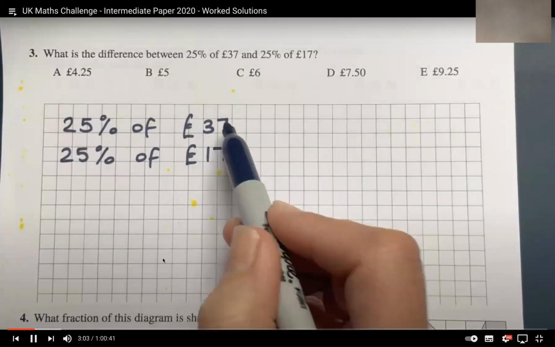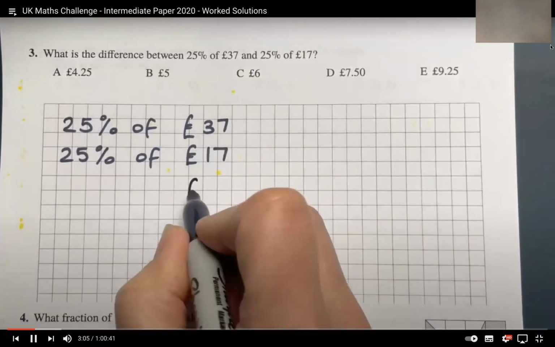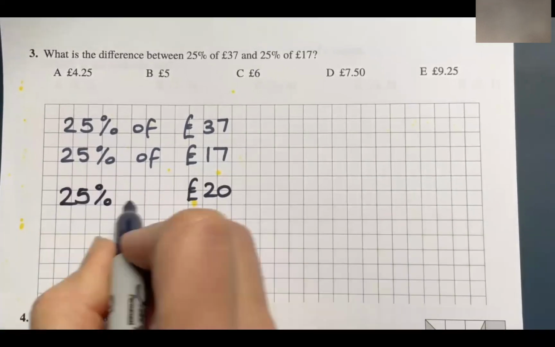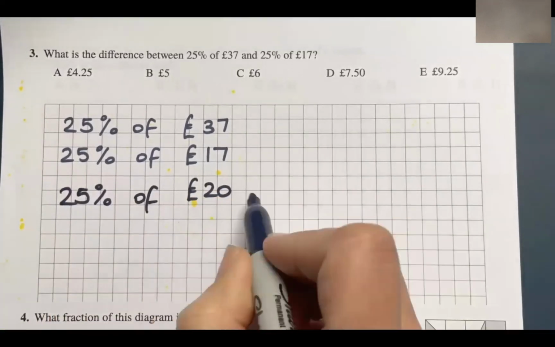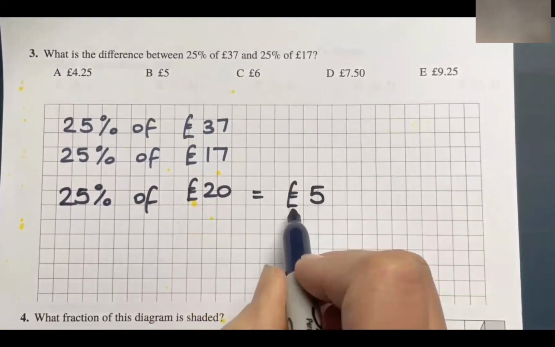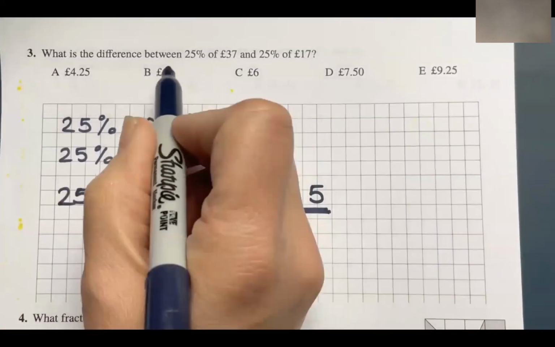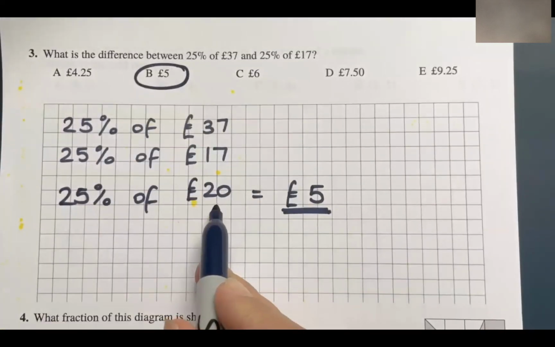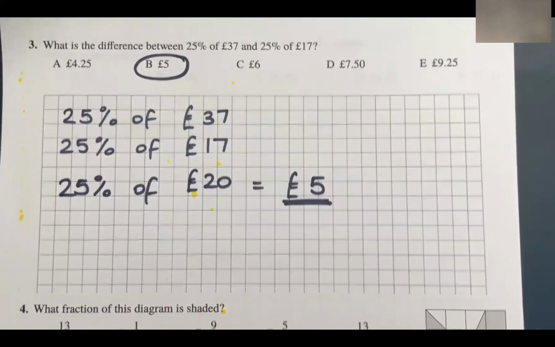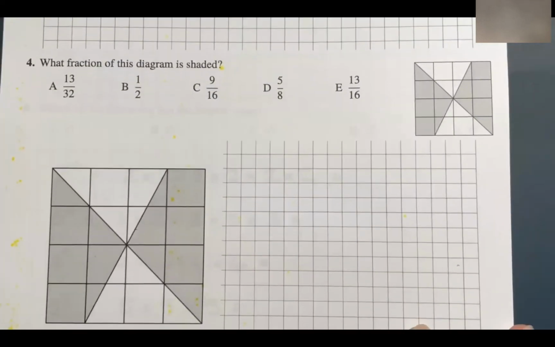So the difference between £37 and £17 is £20, and 25% of £20 is going to give me £5. So 25% of 20, or 20 divided by 4, gives me £5. The answer to question 3 is B. Let's move on to question 4. Now, we can just simply count. Okay, off you go.